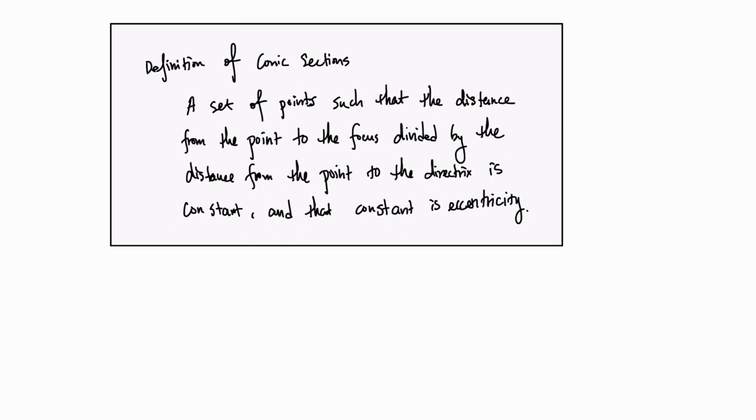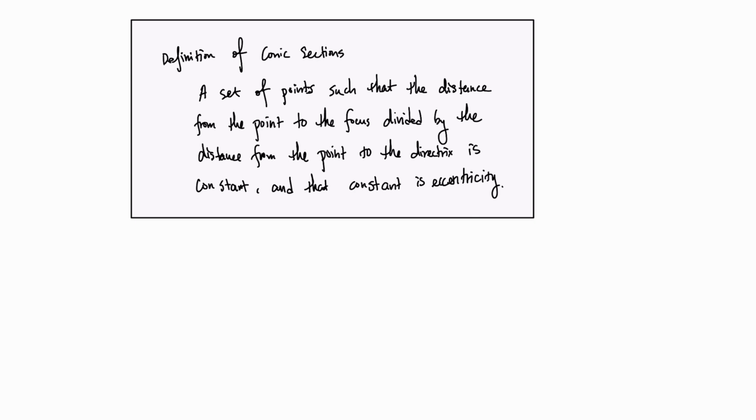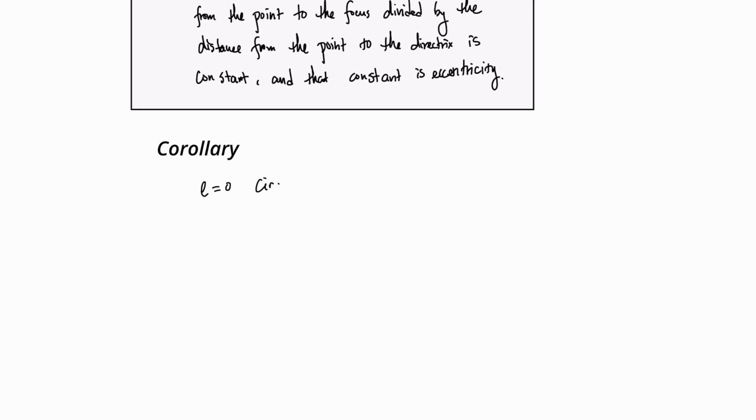Okay, now we can deduce kind of a corollary that we already know, that if the eccentricity is equal to 0, we have a circle. If the eccentricity is between 0 and 1, we have an ellipse. If the eccentricity is exactly 1, we have a parabola. And if the eccentricity is greater than 1, we have a hyperbola.